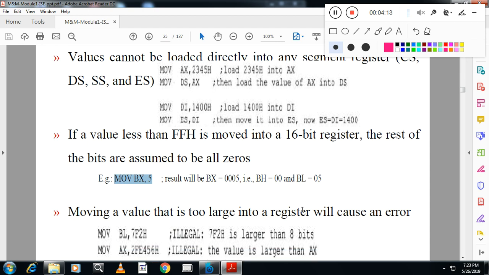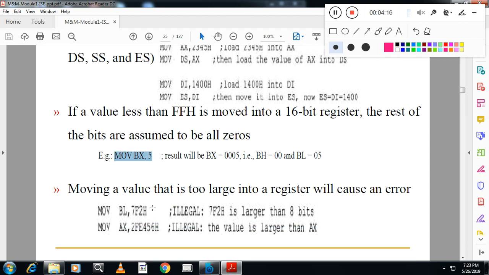Third one, moving a larger value than the size of the register will cause an error. For example, this is an 8-bit register. See this one, the first one here. I am moving a value of more than 8 bits. That will cause an error. This is a 16-bit register, the second instruction. I am moving a 24-bit value. That causes an error. Those are the points you have to remember.